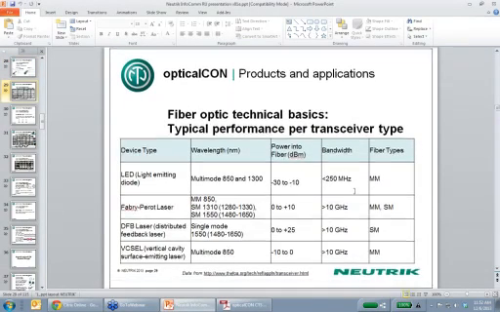Okay. Typical performance per transceiver type. Boy, now's when you probably wish you didn't attend this seminar. But I'm not going to go through this. This is just if people really want to know. You can see these different bandwidth possibilities for different types of devices. Let's just all do ourselves a favor and not look at this slide.